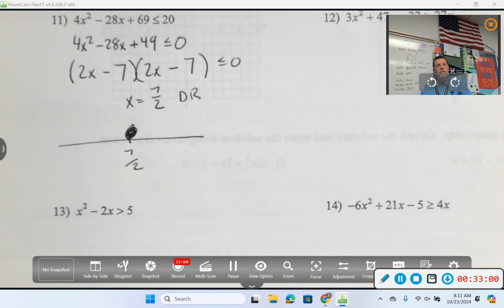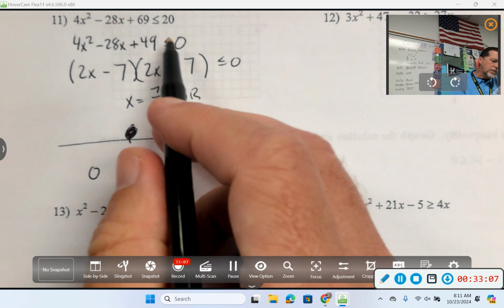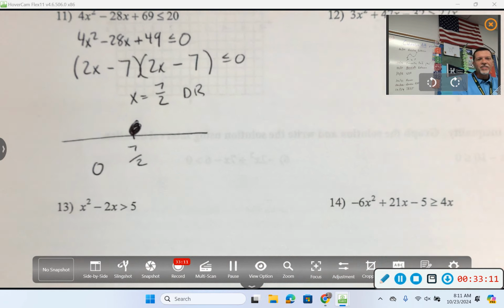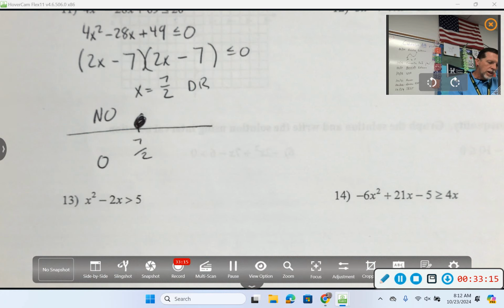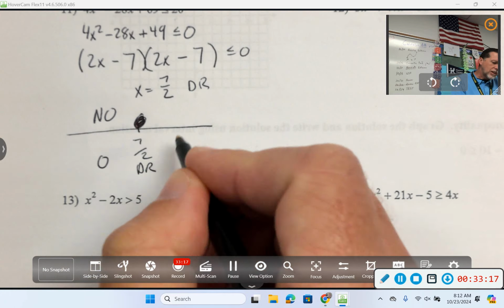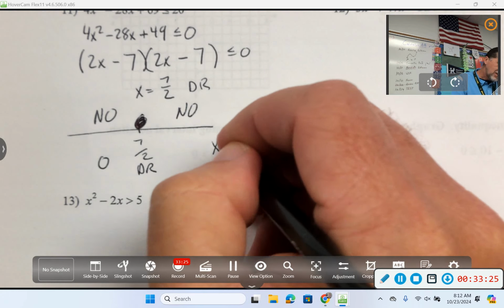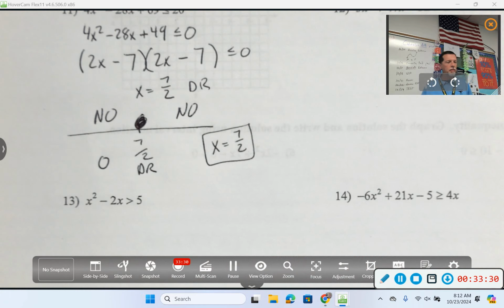And then check 0. So 49 is less than 0? No, that's not true. So it's not going to alternate. So this one's also no. But it's not no solutions, because there's still a point there. So it's just 7 halves.